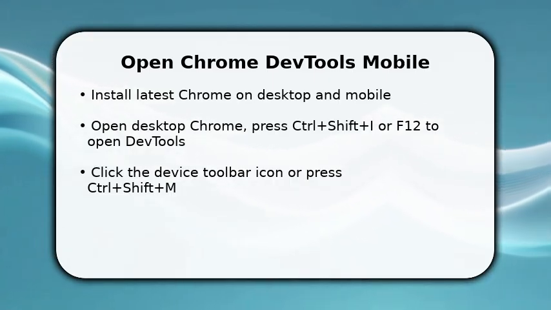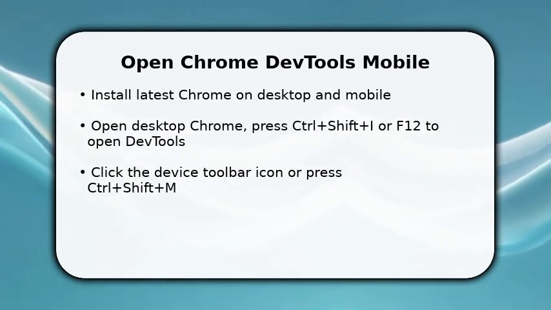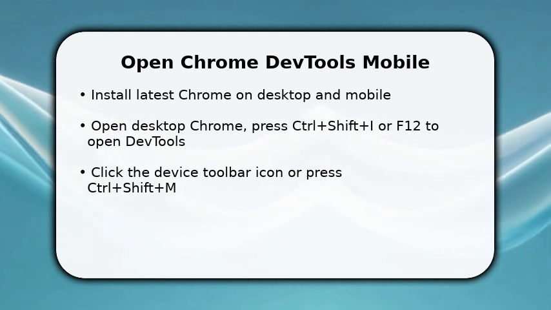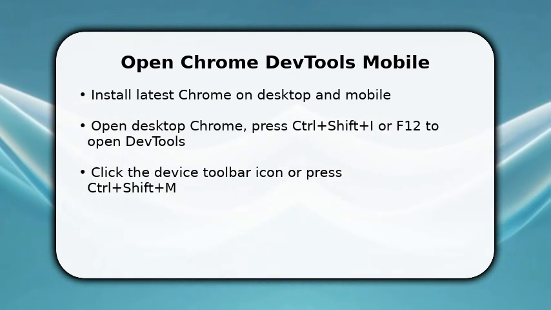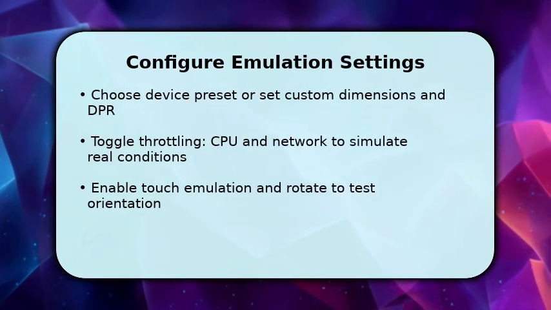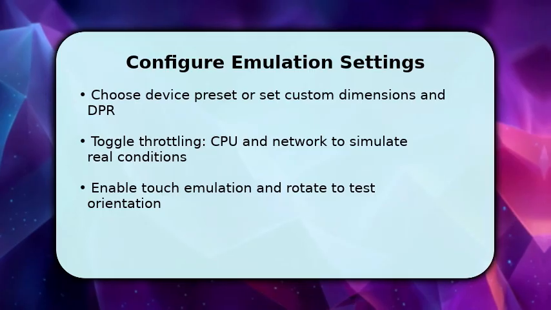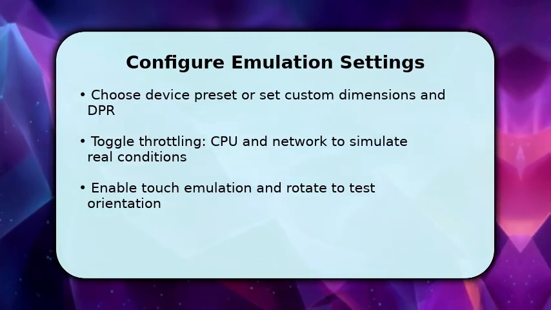If you want a specific model, select it from the drop-down. Otherwise, use the default responsive mode to begin adjusting size and DPR. Now you configure the emulation so results match real usage. First, pick a device preset or manually enter width, height, and device pixel ratio. That controls layout and image scaling.